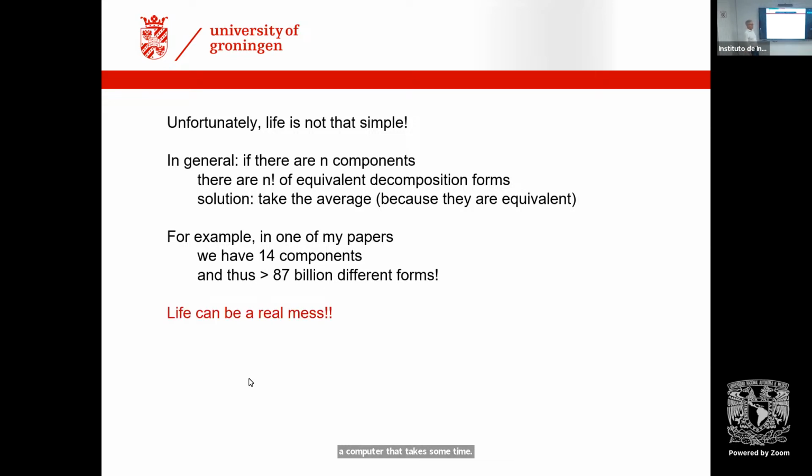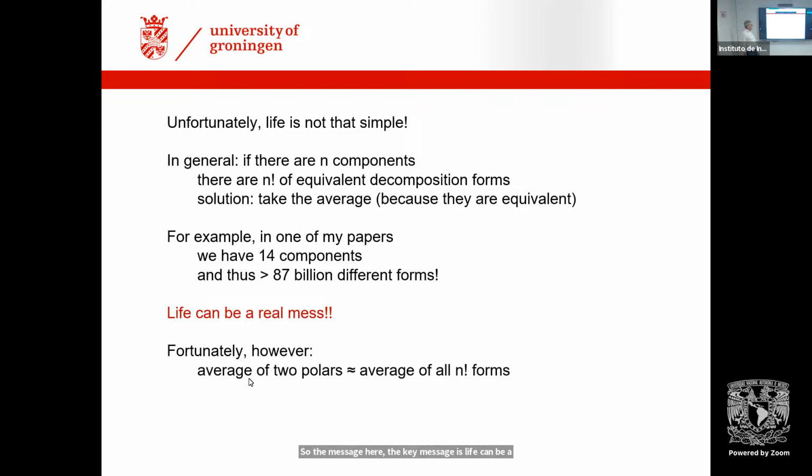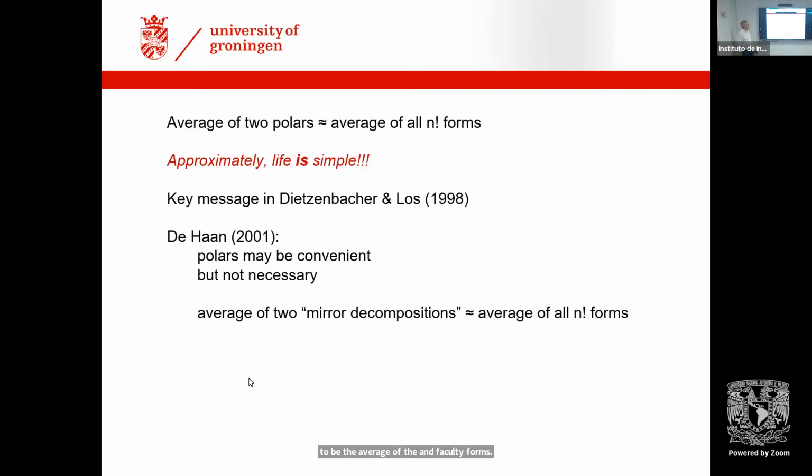So the key message here is life can be a real mess. Fortunately, however, the average of the two polars turns out to be approximately the average of the n factorial forms. So approximately life is the same. That was the key message in a paper that I wrote in 1998, together with Bart Los, on structural decomposition analysis.